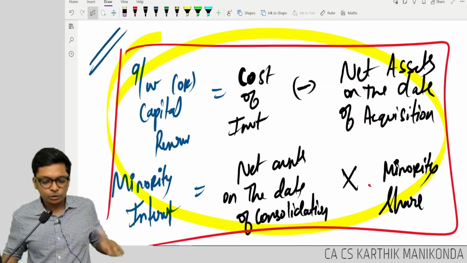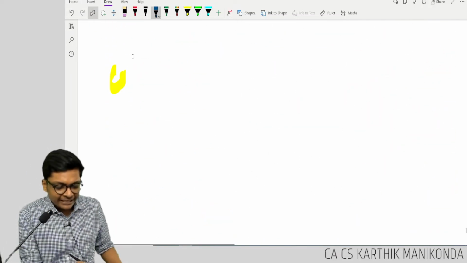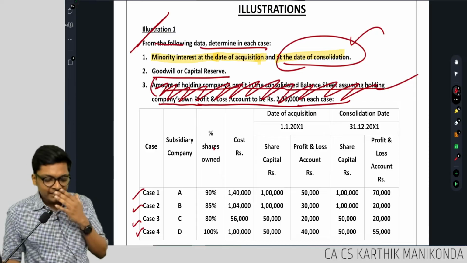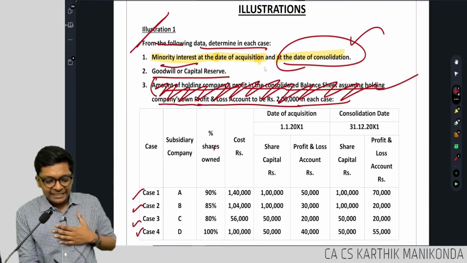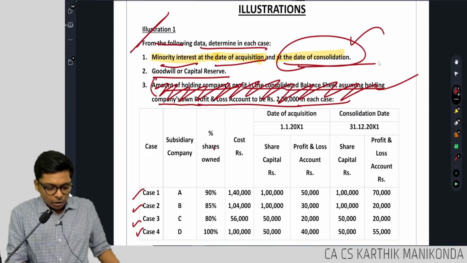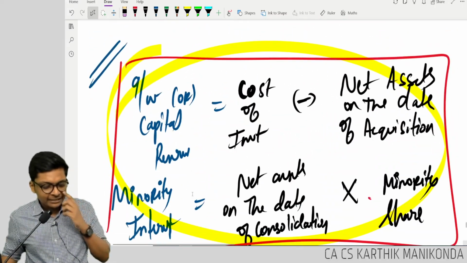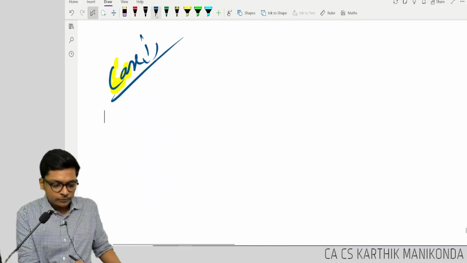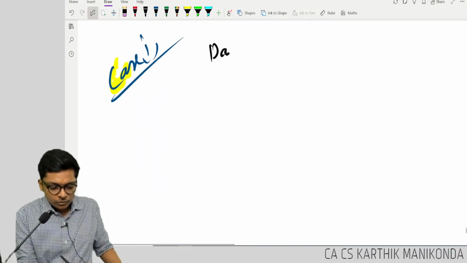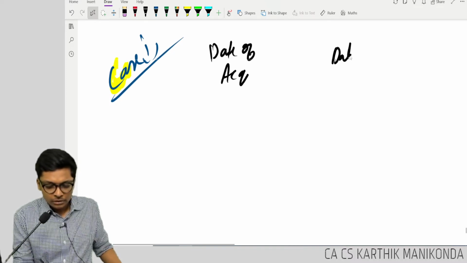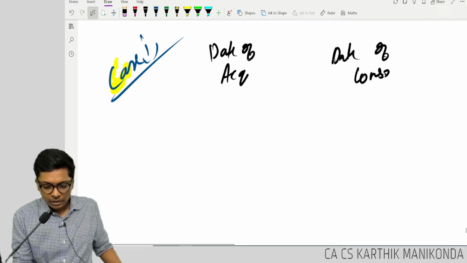I will do case 1. Allow me to do case 1 and then you can run quickly and do cases 2, 3, 4. Follow. Case 1. Compute minority interest on the date of acquisition and date of consolidation. What is the equation we saw? Minority interest is net assets into share. Correct. So, date of acquisition, date of consolidation.